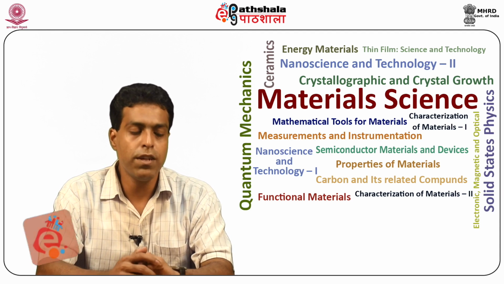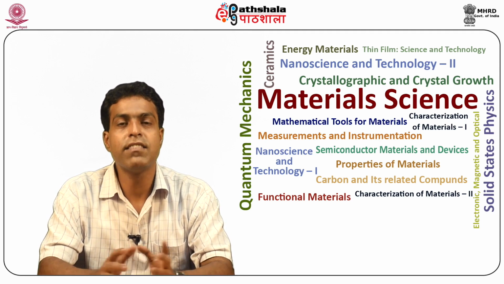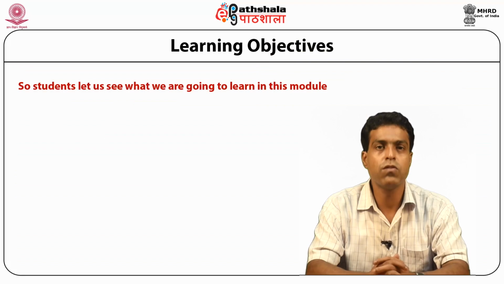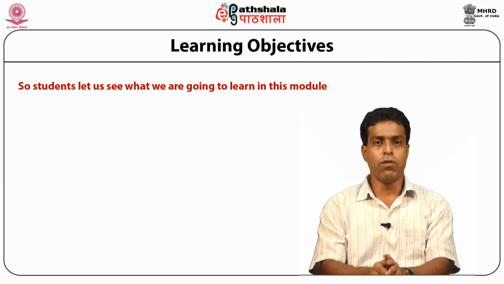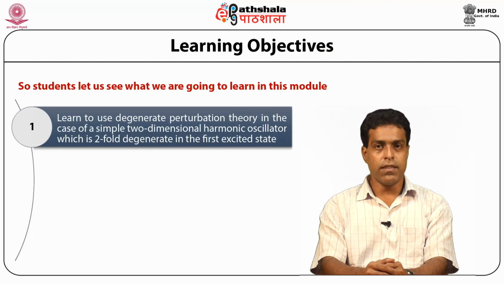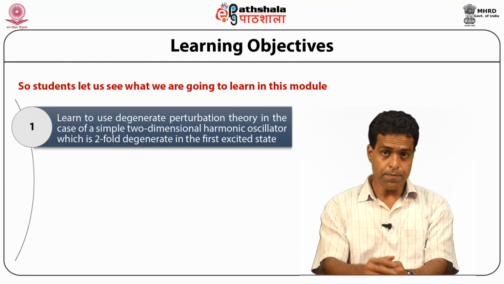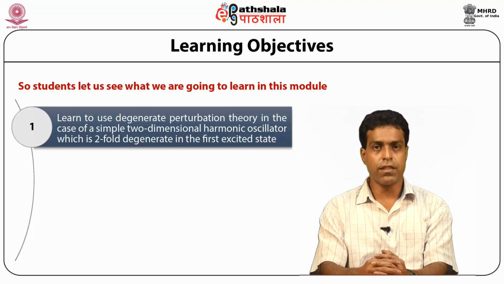Today we are going to discuss the module, Examples Illustrating Use of Degenerate Perturbation Theory, from the paper Quantum Mechanics. So students, let us see what we are going to learn in this module. We will learn to use degenerate perturbation theory in the case of a simple two-dimensional harmonic oscillator, which is twofold degenerate in the first excited state.